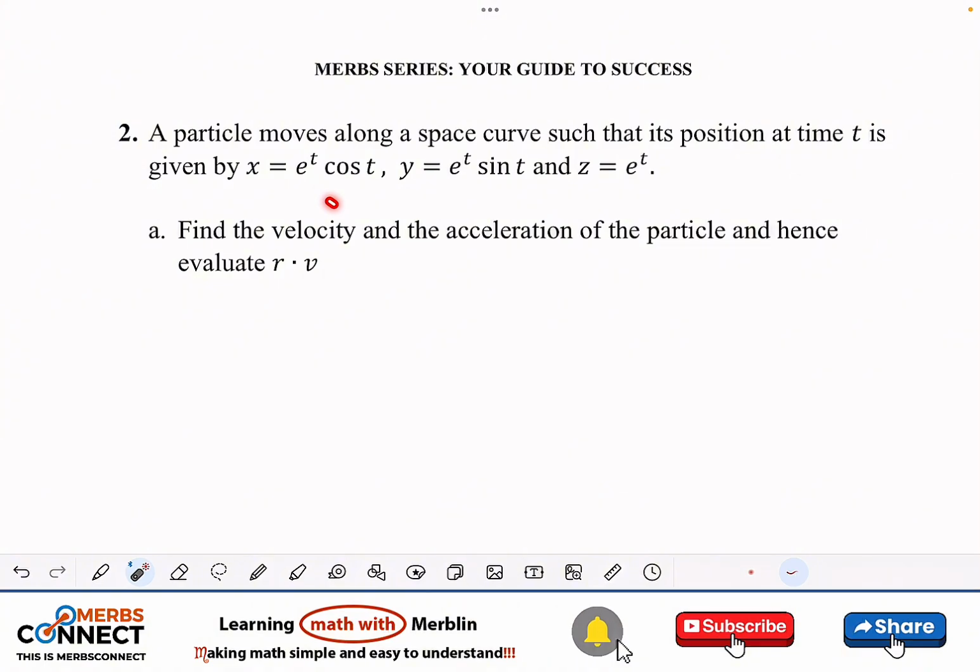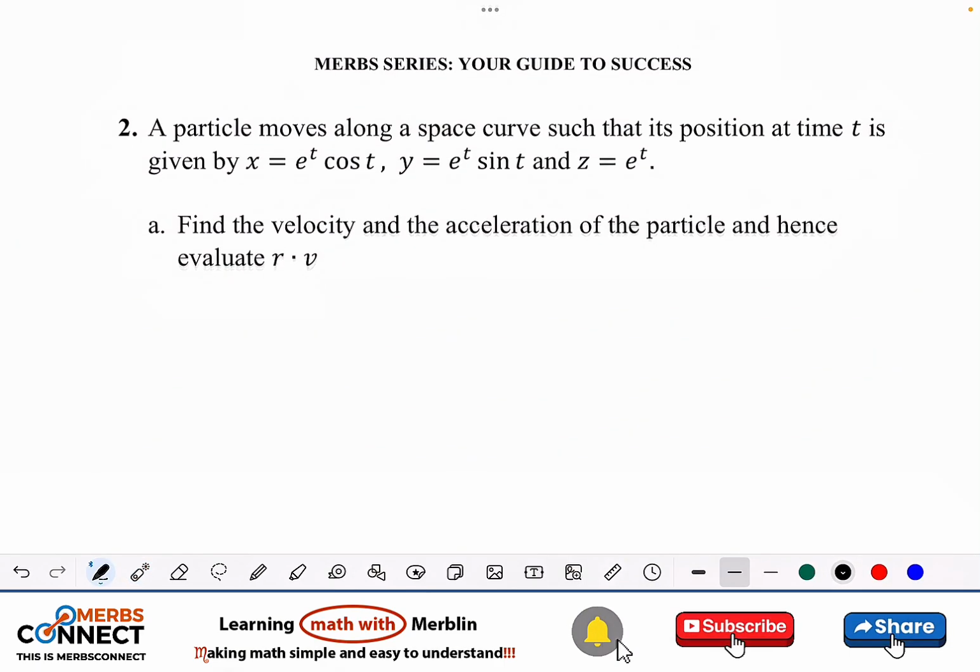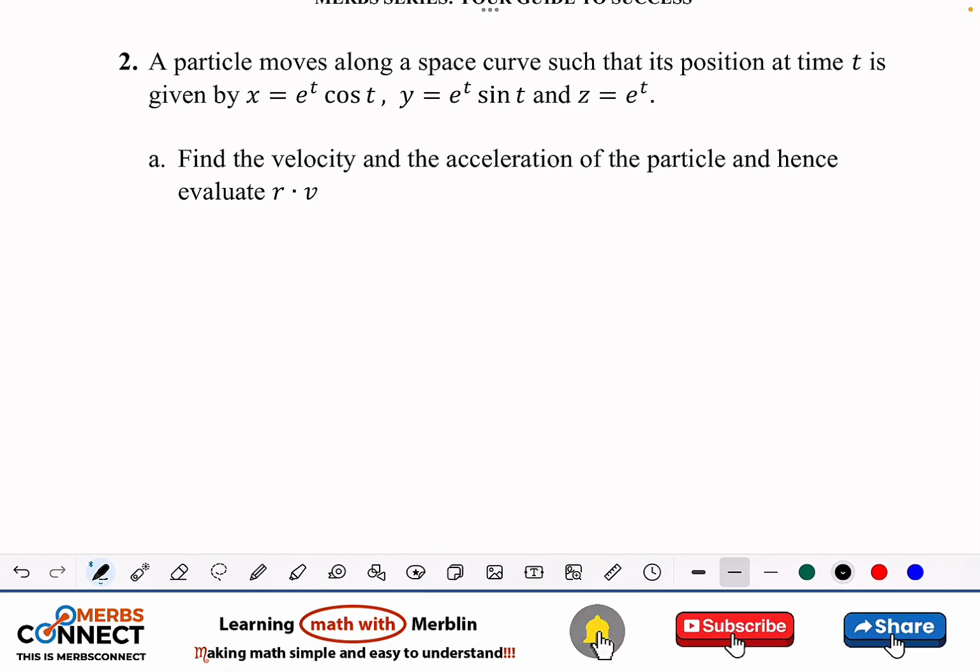So now let's look at this one again. Here we want to find the velocity and then the acceleration, and when you finish, we need to multiply r by the velocity, evaluate it and see what we are going to get. So the same thing that we need to do again. This is basically what we did in the previous video. So what is the formula for finding velocity?